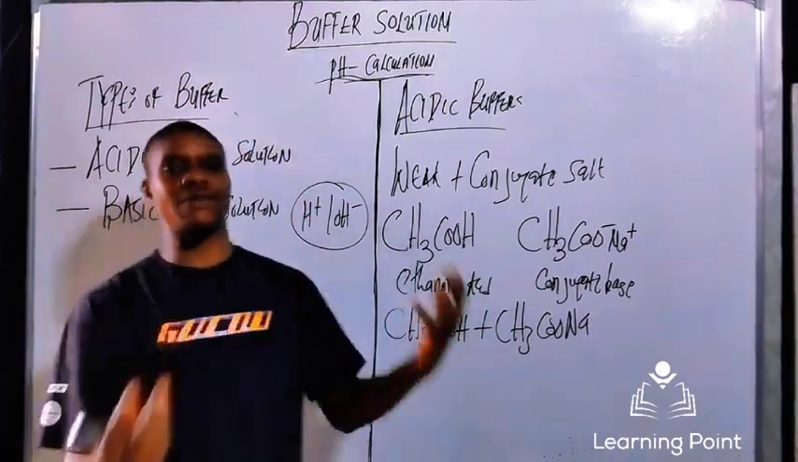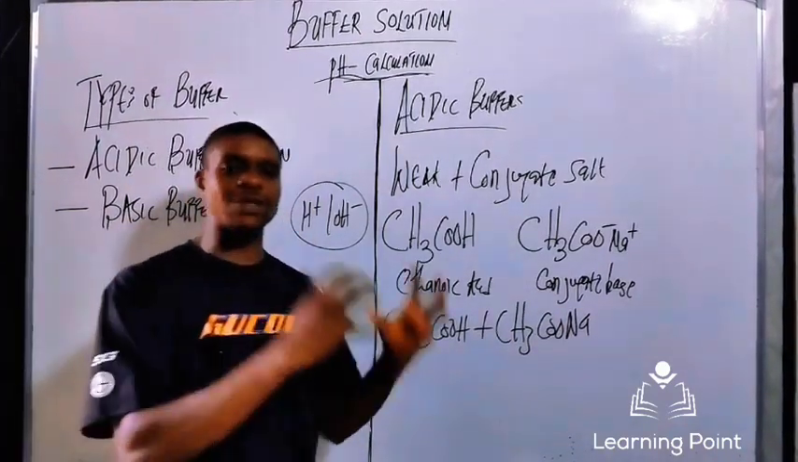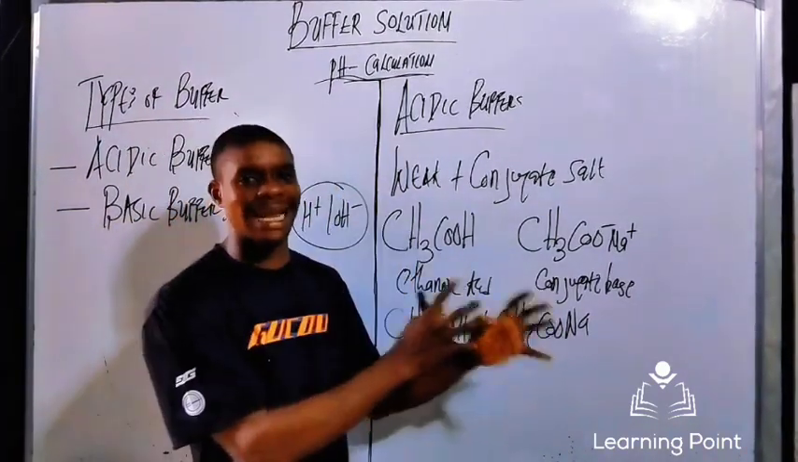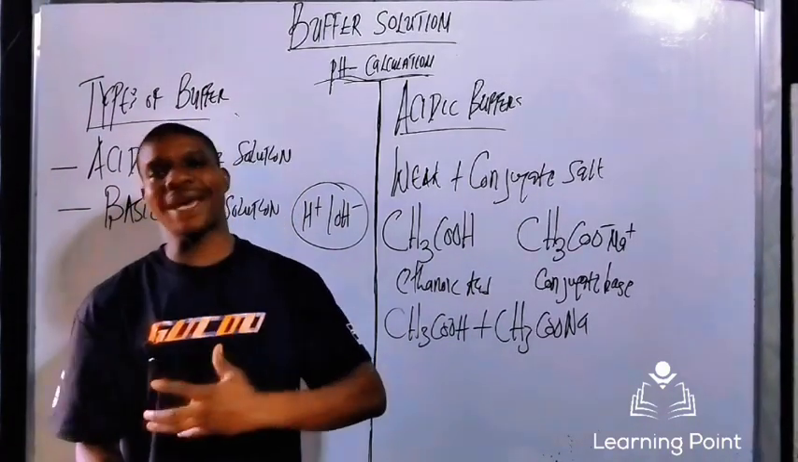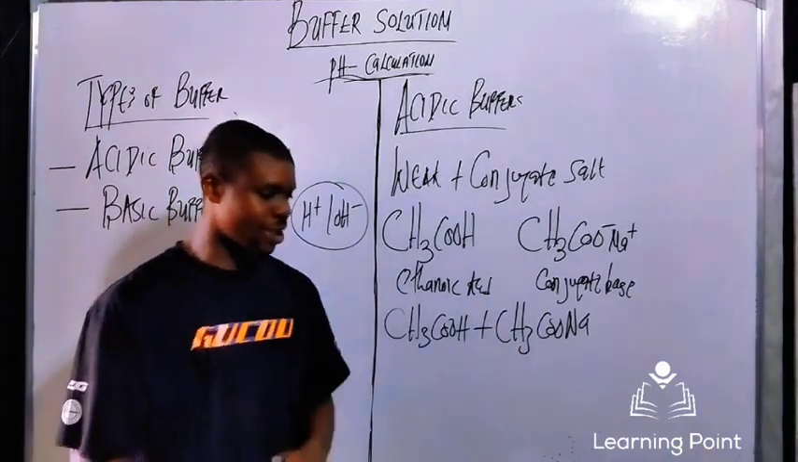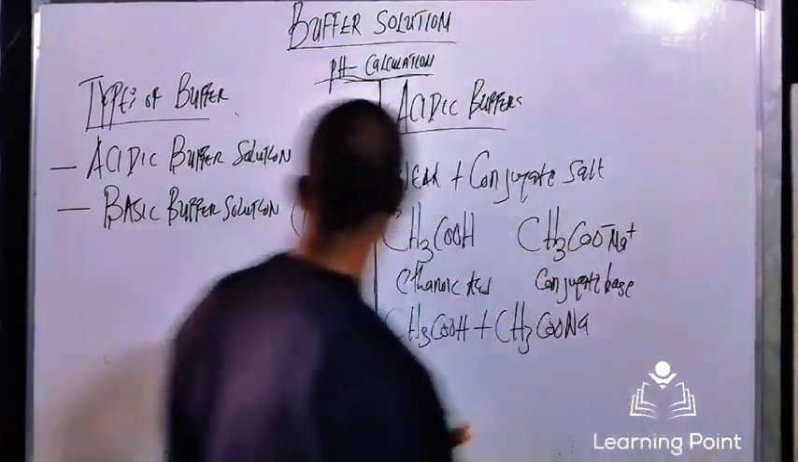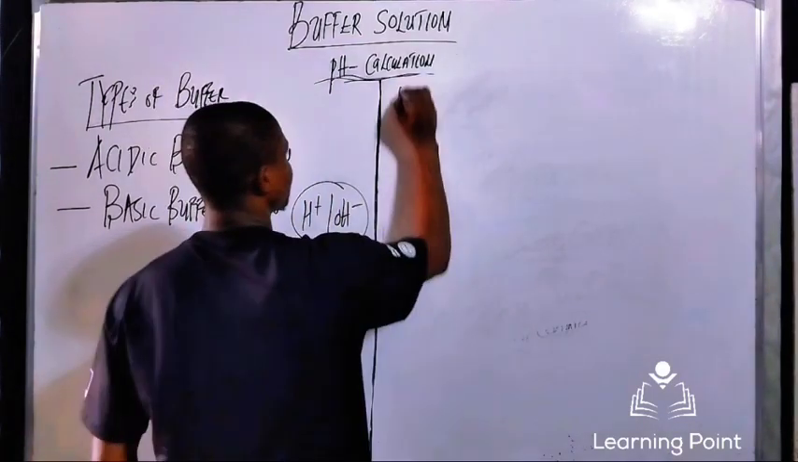Now we have many of them here, but we have to use this one. So acid buffers are buffer solutions that contain a weak acid and its conjugate salt. So any weak acid at all and its conjugate salt form an acid buffer when you add them together. Do you understand? So the next one to look at is called the basic buffer. So here we have the basic buffer.